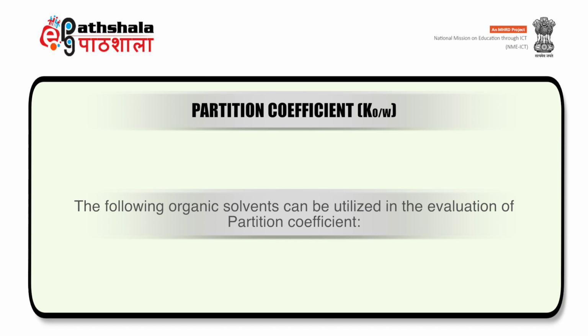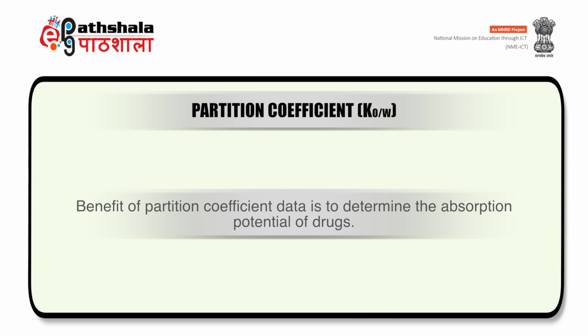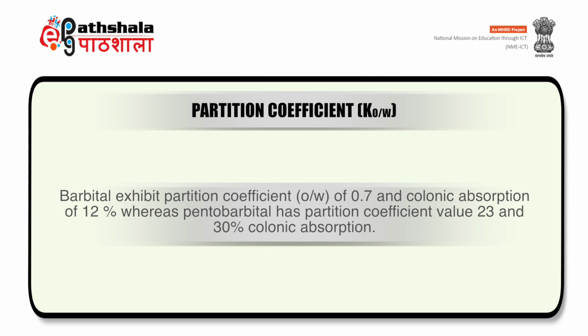The following organic solvents can be utilized in the evaluation of partition coefficient: n-octanol, chloroform, carbon tetrachloride, amyl acetate, ether and isopropyl myristate. The benefit of partition coefficient data is to determine the absorption potential of drugs. For example, barbital exhibits a partition coefficient, that is an oil-water coefficient, of 0.7 and a colonic absorption of 12%, whereas phenobarbital has a partition coefficient value of 23 and shows 30% colonic absorption.